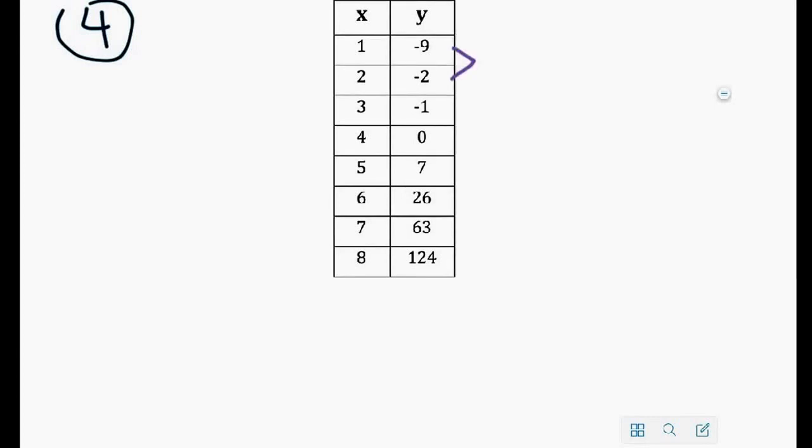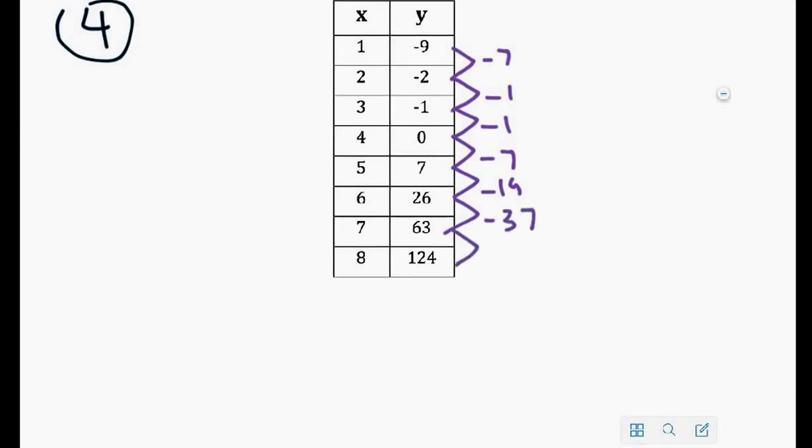So I'm going to do -9 minus -2 is -7. -2 minus -1 is -1. -1 minus 0 is -1. 0 minus 7 is -7. 7 minus 26 is -19. 26 minus 63 is -37. And 63 minus 124 is -61.